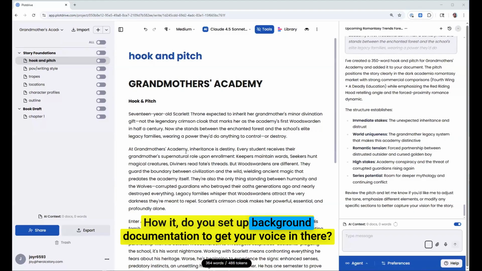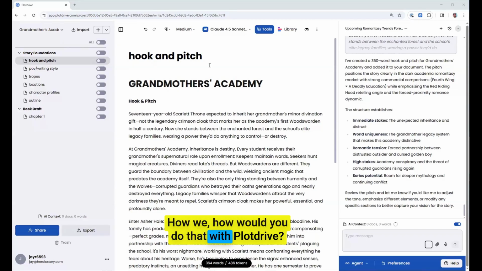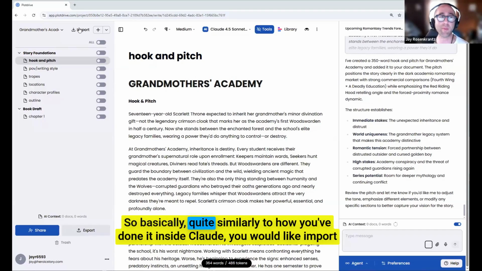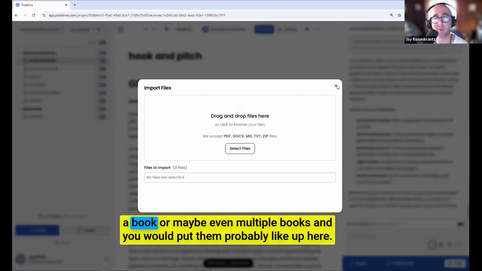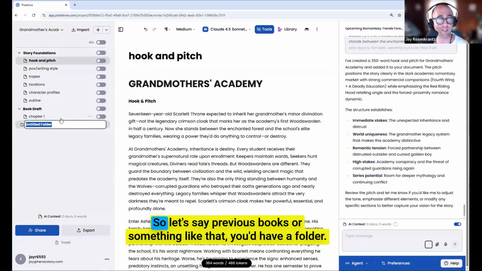Do you set up background documentation to get your voice in there with samples, et cetera? How would you do that with Plotdrive? Yeah, it's a great question. So basically, quite similarly to how you've done it inside Claude, you would import a book or maybe even multiple books, and you would put them probably up here. So let's say previous books or something like that.